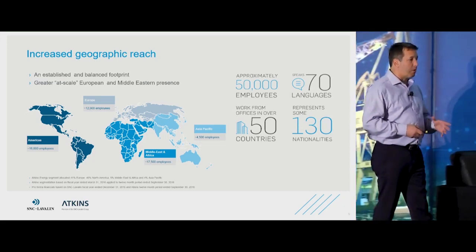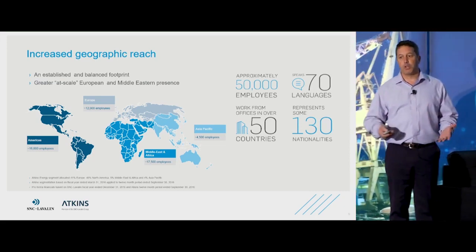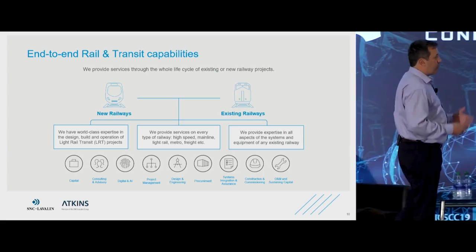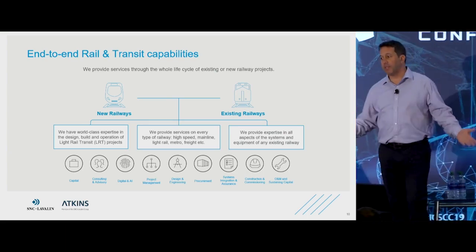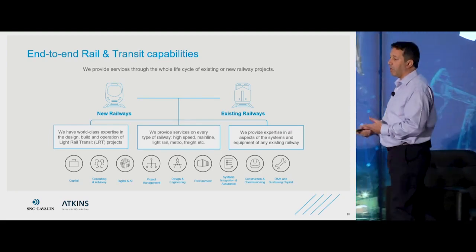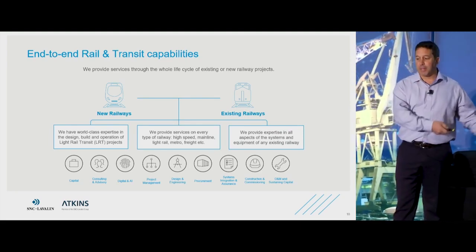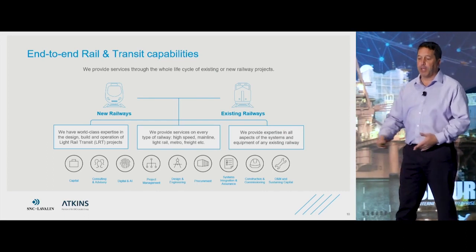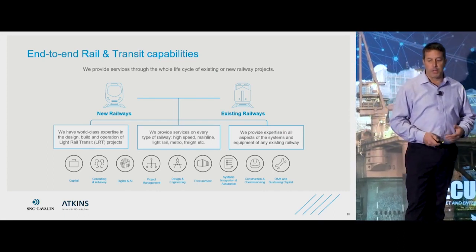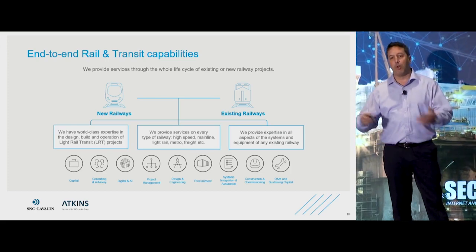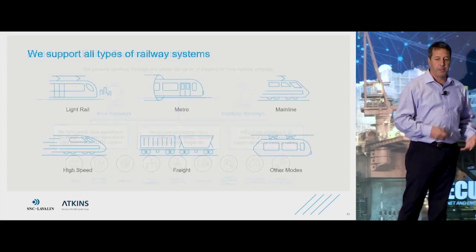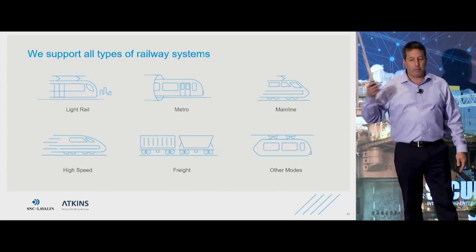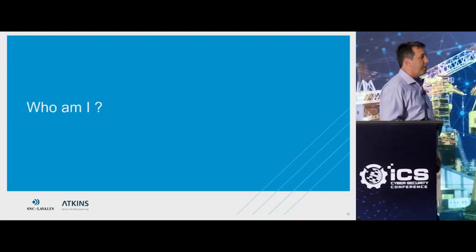Again, our group is rather small, where there's 6 of us in cybersecurity just for train and transit. We do end-to-end rail and transit capabilities. So we build either greenfield, new tracks, new trains, new transit systems, or we overhaul existing railways. Anything from capitalization to consulting to building the physical track and procuring the rolling stock material on it. And we do systems integration and insurance, and we even go as far as operating and maintaining some of these lines. And we do it on all types of railway systems, whether it's light rail, main line, freight, high speed, and whatnot. Who am I?